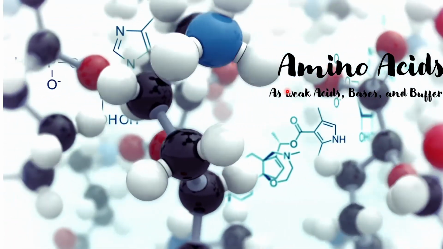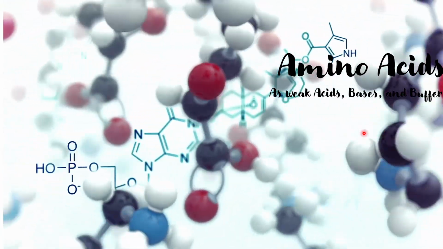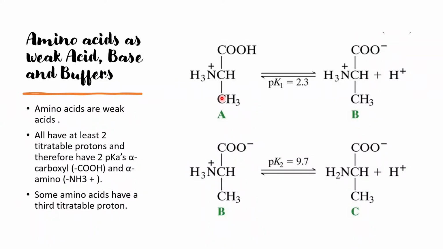In this particular video, we are going to talk about the amino acid as weak acid, bases and buffer. So amino acid act as a weak acid as well as base because of the amino group and the carboxyl group present on it. So the amino group provides the basic group and the carboxyl group provides the acidic group. So presence of both make them a good buffer.